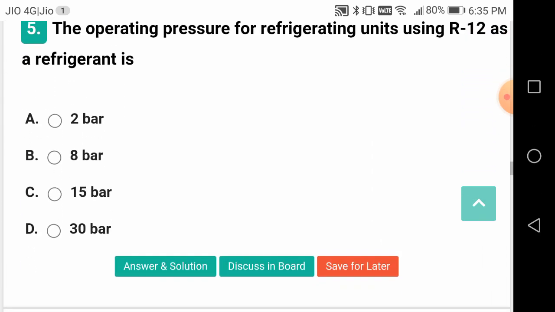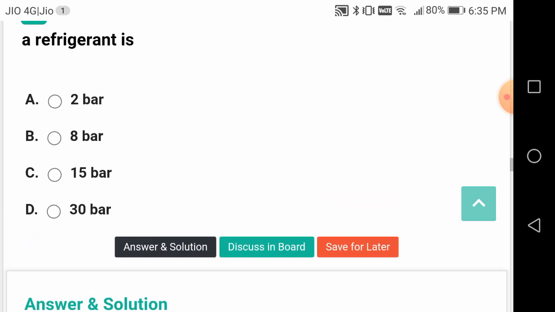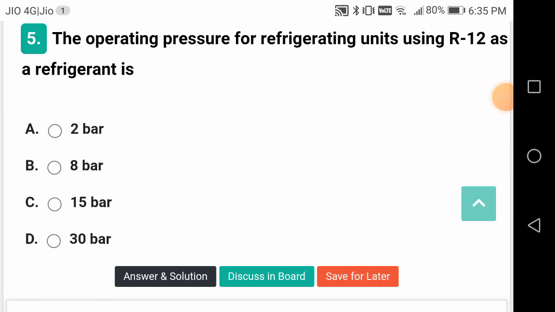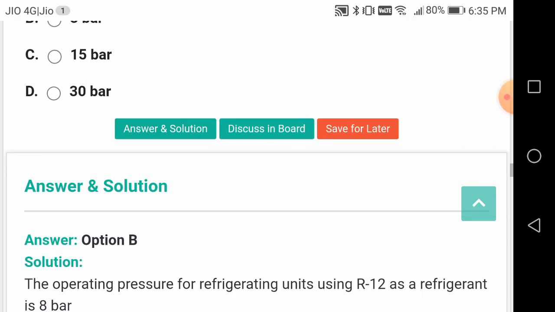The operating pressure for refrigerating units using R12 as a refrigerant. This is a good question, friends. It is 8 bar. 1 bar is equal to 10 to the power 5 Newton per meter square or 100 kilopascals.